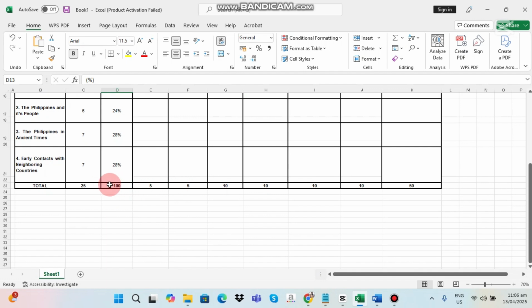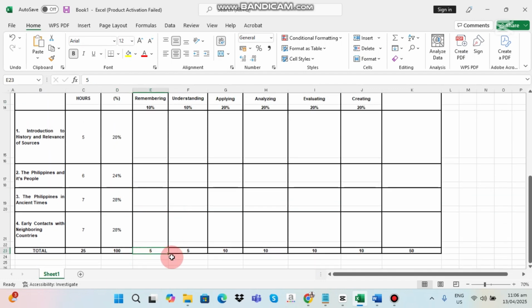So for those who have the question, why do we have here the numbers 5, 5, 10, 10, 10, and 10? Okay, so these numbers, we identify them in terms of the percentage that we have here at the top. So how do we get 5, 5, 10, 10, and 10? We just have to get the 10% of the 50.